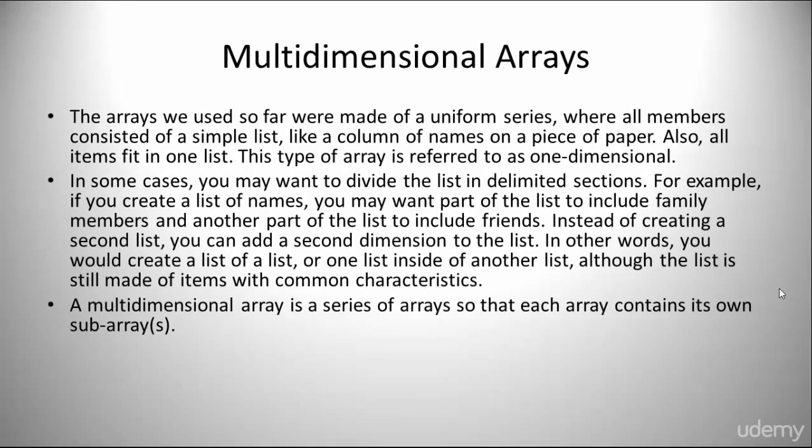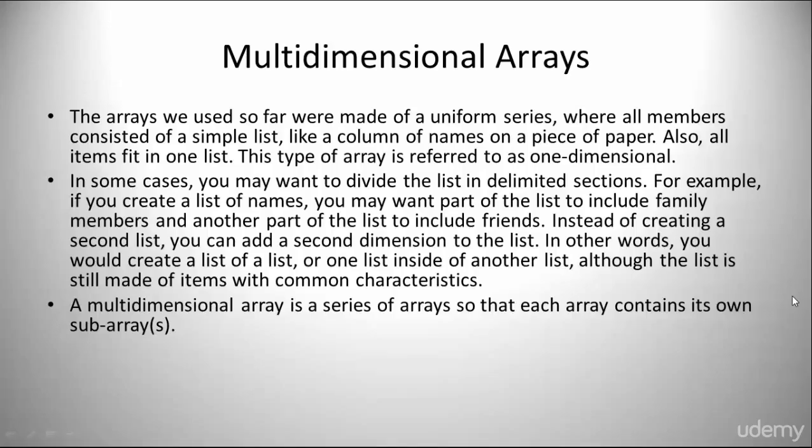We also have multidimensional arrays. The arrays we used so far were made of a uniform series, where all members consisted of a simple list, like a column of names on a piece of paper. Also, all items fit in one list. This type of array is referred to as one-dimensional.